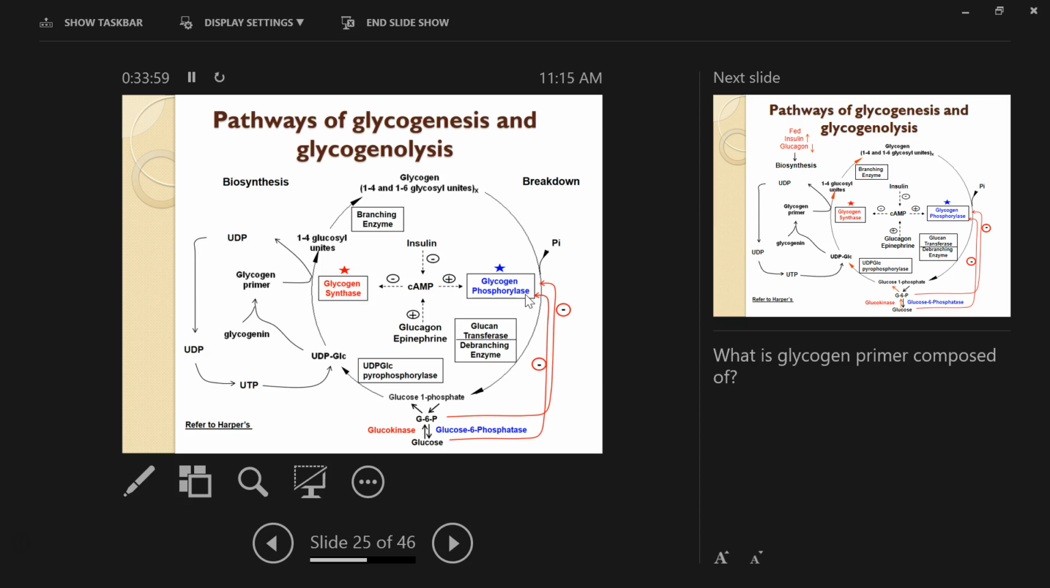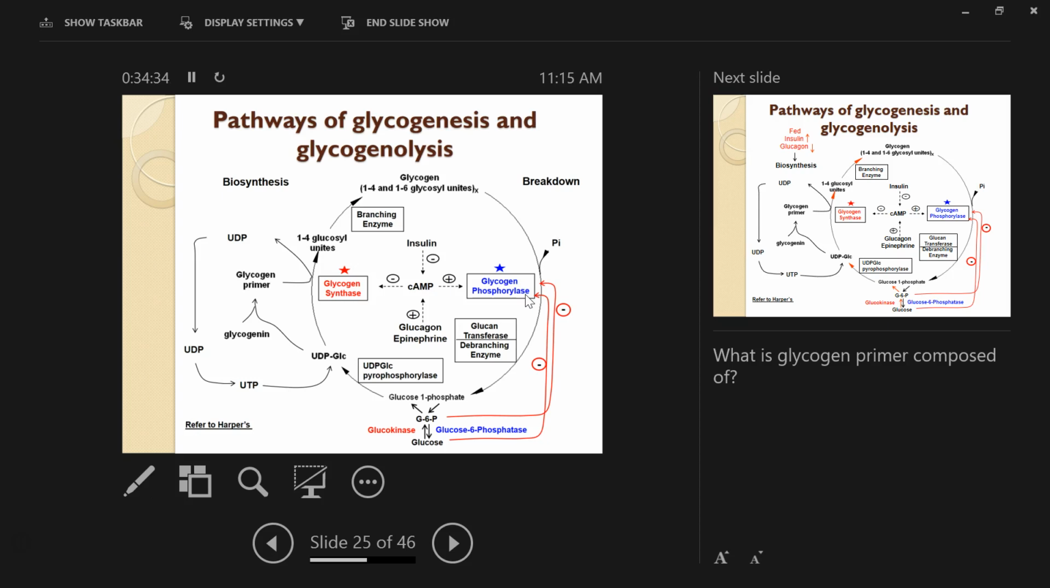And UDP actually recycles. Once UDP has carried the glucose to the glycogen, it is released as free UDP, which is then converted back to UTP and enters the next cycle.